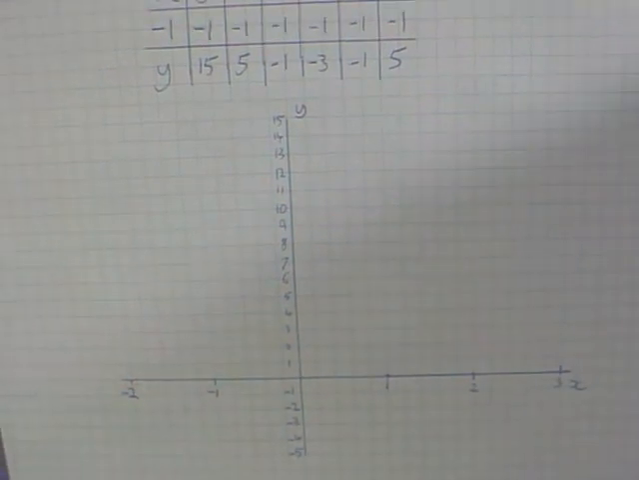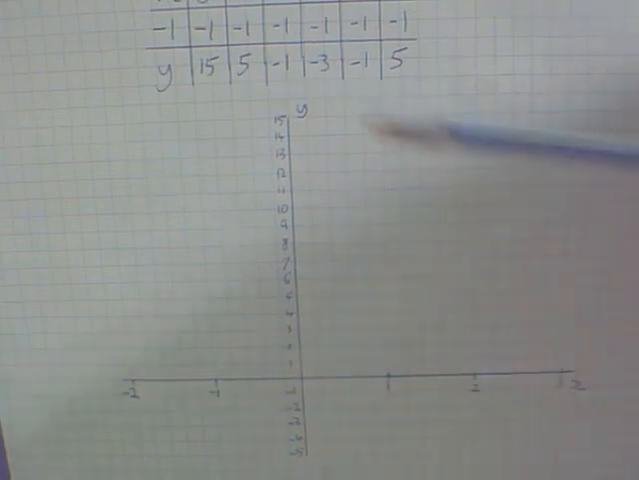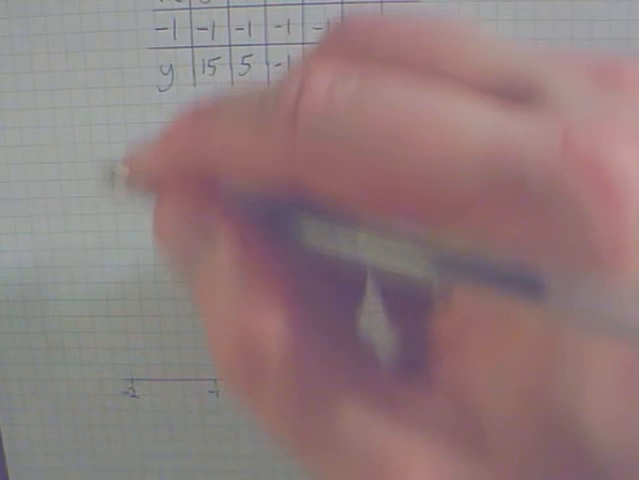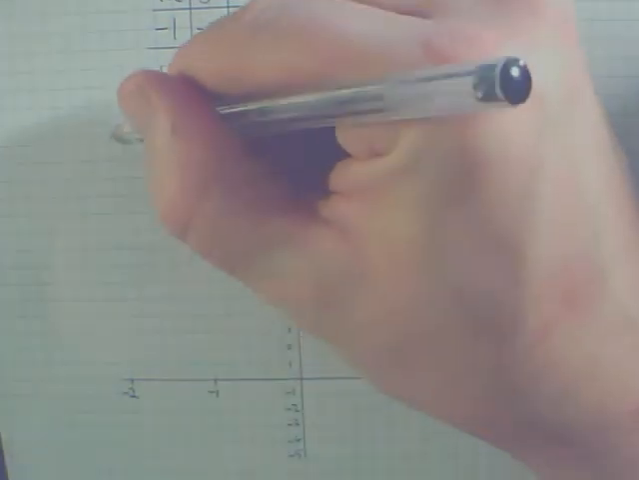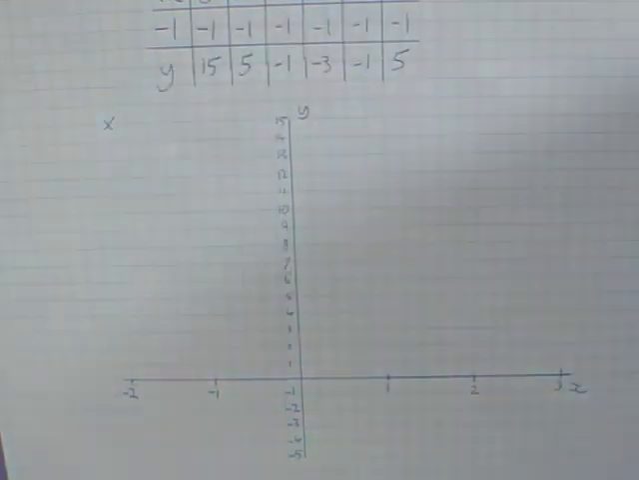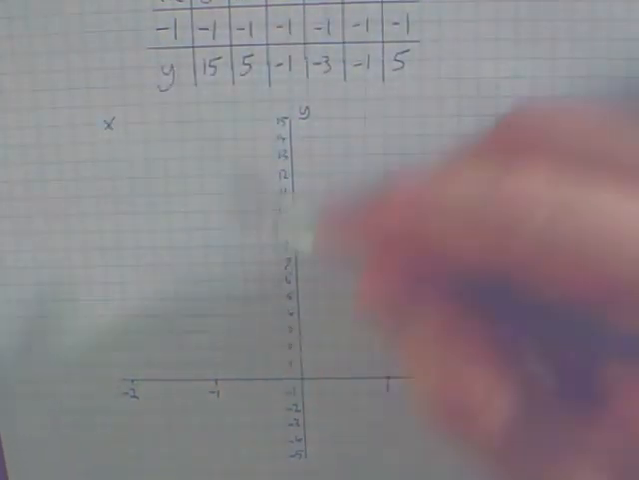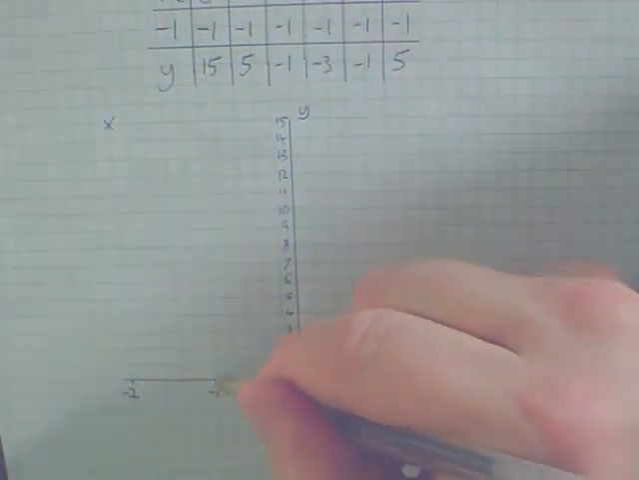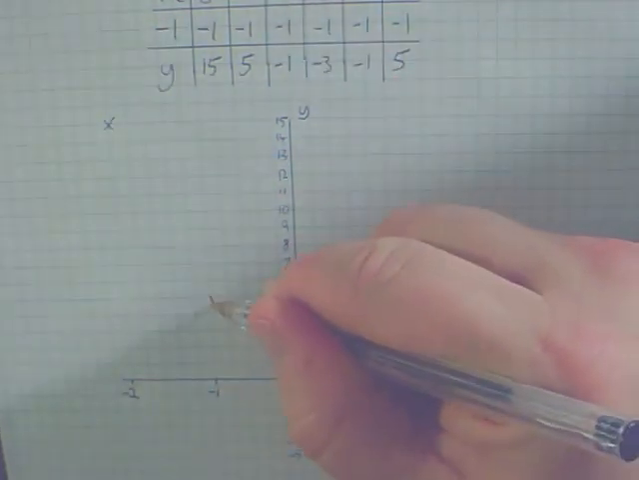And now all I need to do is plot it. Right, when x is minus 2, y is 15. Be careful. Take care with your plotting to get it absolutely right. There's my minus 2. There's 15. Plot. Minus 1 and 5. So minus 1, 5.